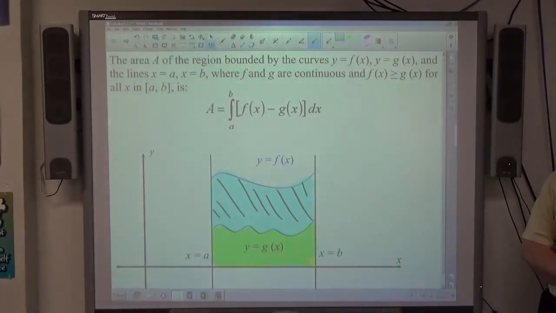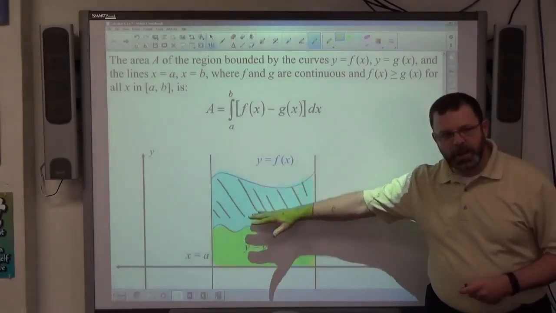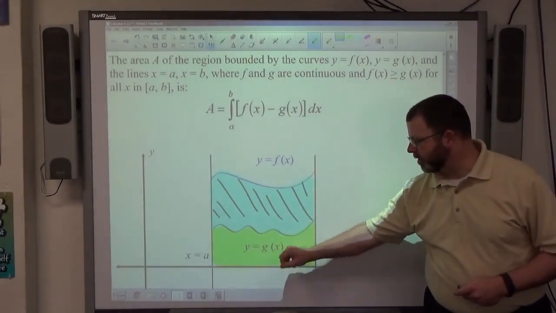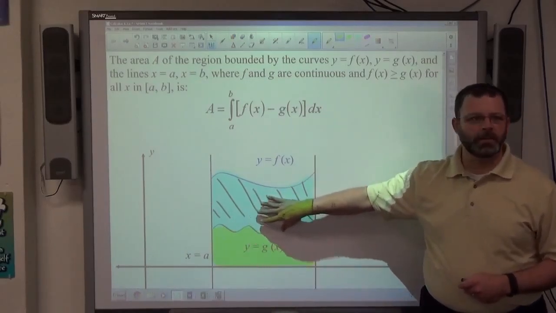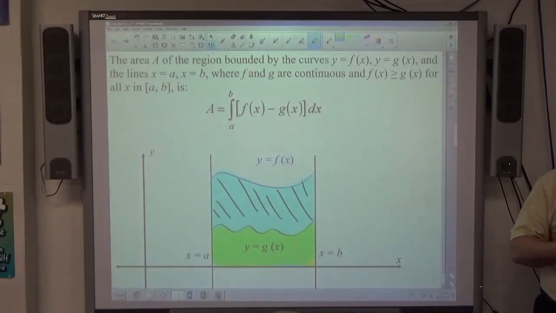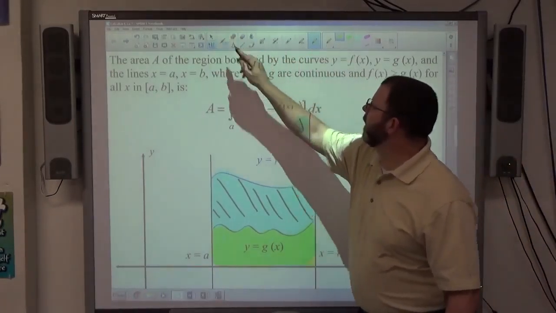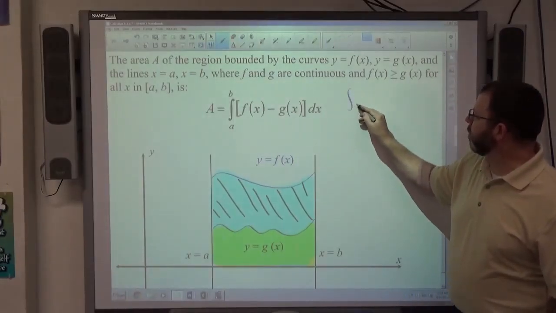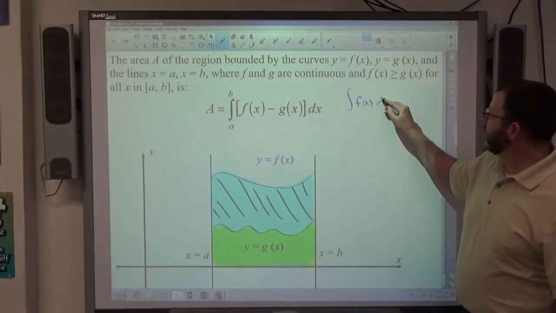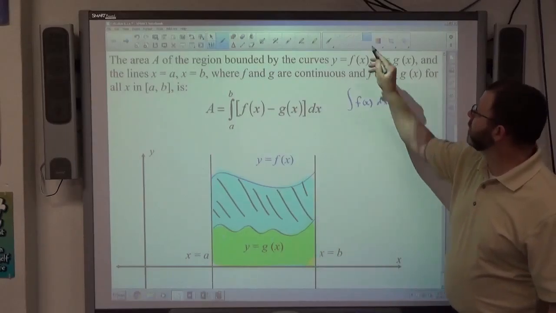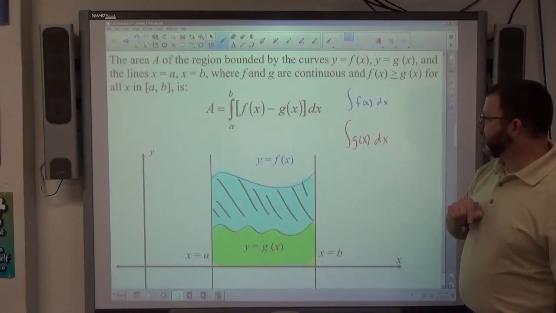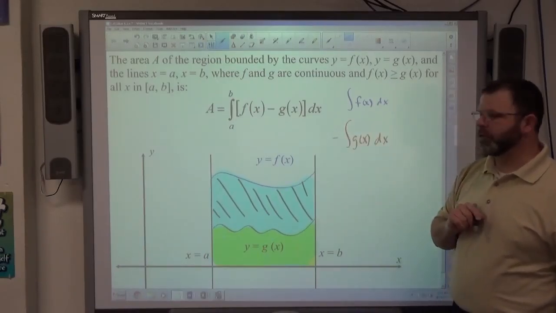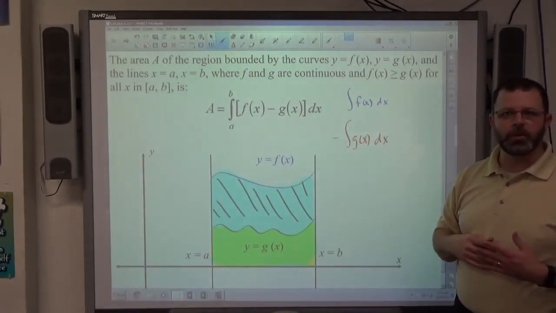All right. If I take f of x, which is everything under f of x, to the x-axis, subtract g of x, which is everything under g of x, what's going to be left is the black shaded part, which is the area between the curves, right? Does that make sense? So what we would have done in Chapter 5 would have been the integral of f of x dx would be the blue part, right? And the integral of g of x dx would be the green part. And if I subtract those two integrals, I would get the area between the two.